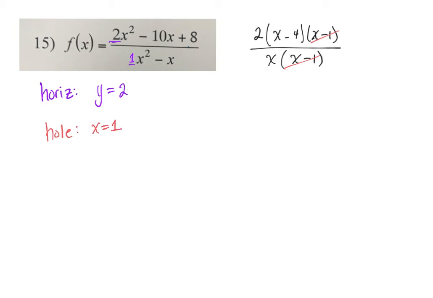All right. Vertical. Vertical is when it does not cancel. Which discontinuity does not cancel? My x. And that would be x equals 0. So that's x equals 0. All right. Then I am going to move on to my intercepts.